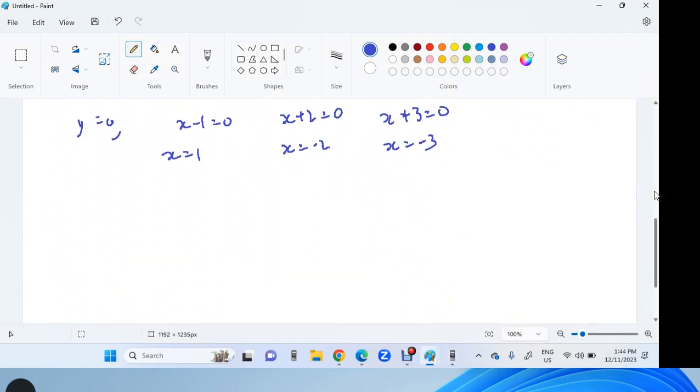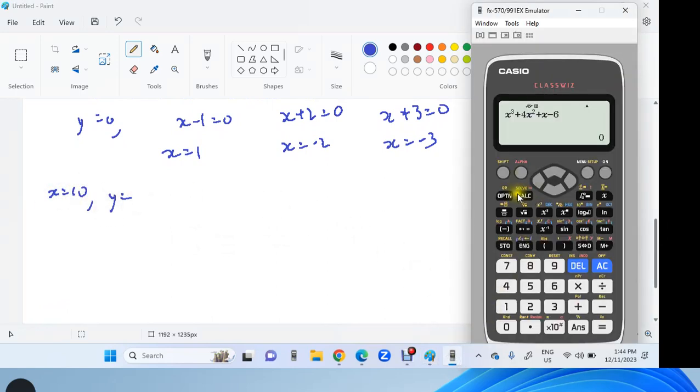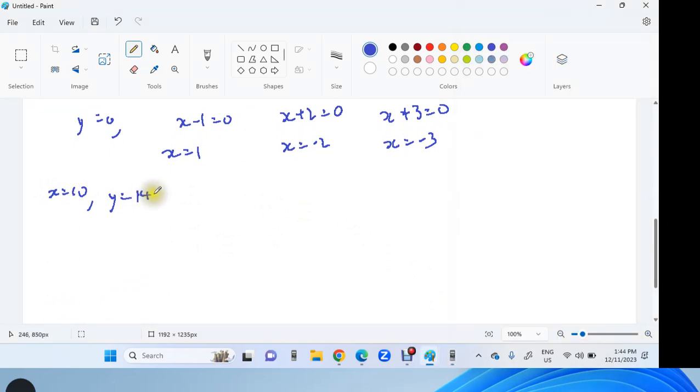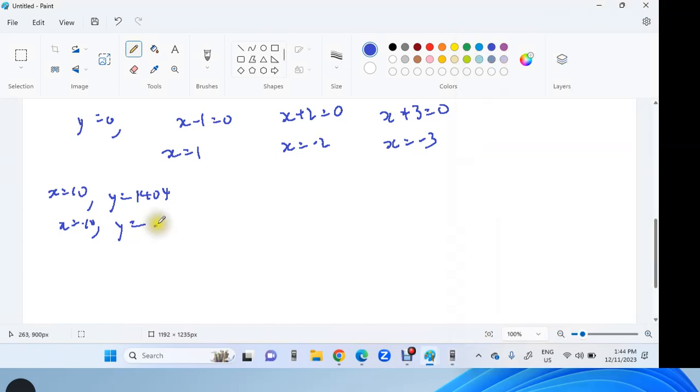Then we try when x equal to 10, what will be the value of y? It is 1404. When x equal to negative 10, then y is negative 616. So the shape will be like this, go up. Since the coefficient is positive, it will go up.